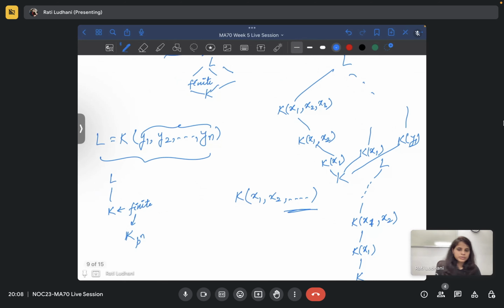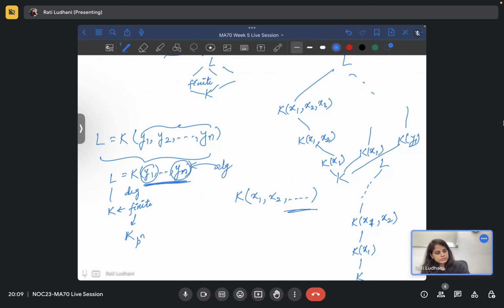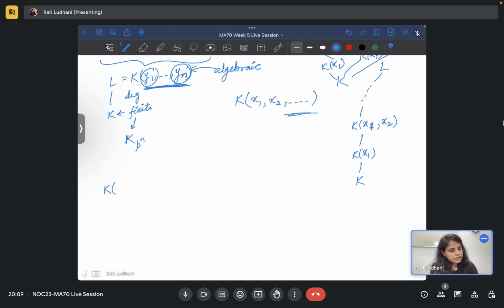The number of elements will be some power of a prime. Now K is some extension of it, so K will have characteristic p, of course. Now L is equal to K(y1, ..., yn). Since these are finitely many and the yi's are algebraic, because it is given that L is an algebraic extension, K(y1, ..., yn) over K is algebraic, so it has to be finite. My claim is this.